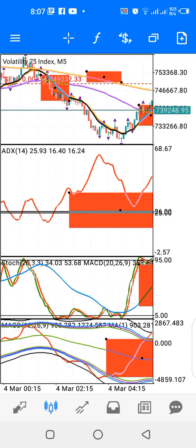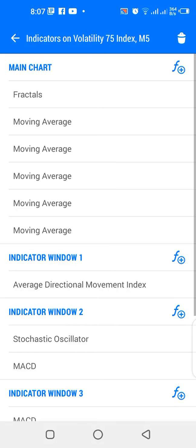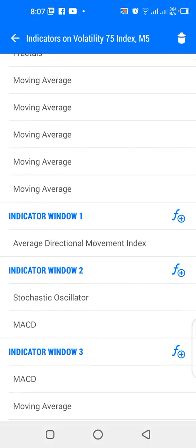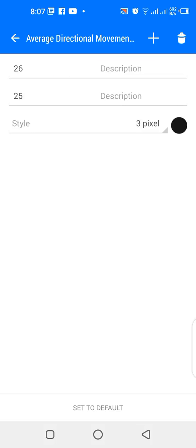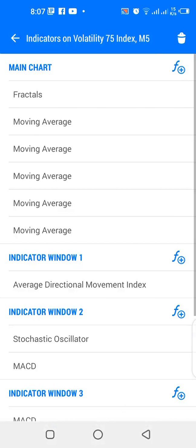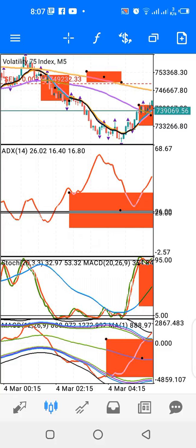Now for indicator window 1, let's look at the settings. You have the average directional movement index, and the period is 14. The color of the style is red. Let's look at the levels. We have the 25, 26 levels, and the color is black. And let's look at how to make use of this.